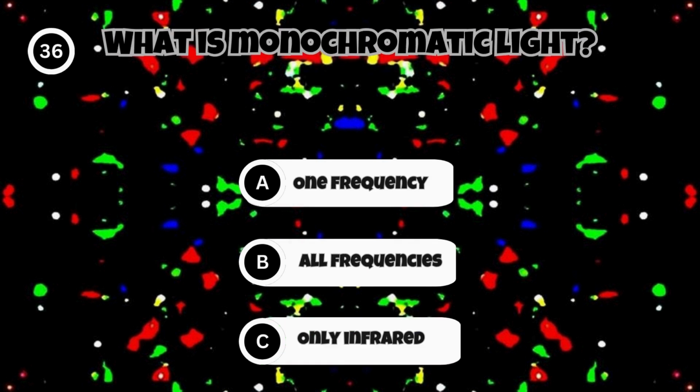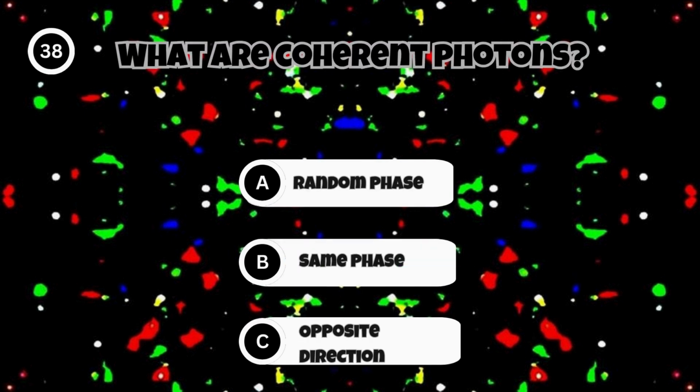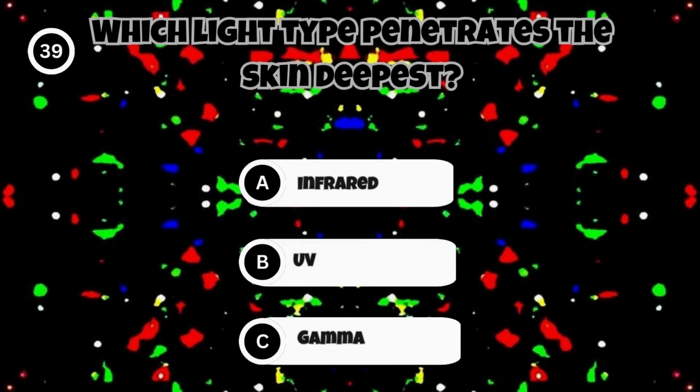What is monochromatic light? What defines the brightness of light? What are coherent photons? Which light type penetrates the skin deepest?